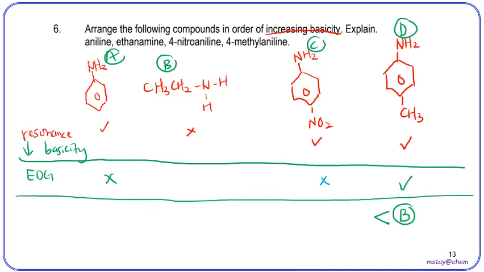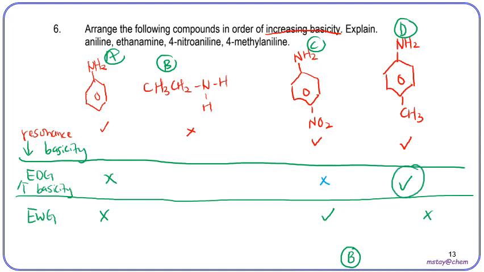Then the next one is EWG. A does not have EWG, C has EWG, and D has no EWG. So from here, we roughly already have the idea. Just now we said B is the most basic. EDG will increase basicity. So among these three, definitely D has the EDG, so it is the most basic among these three. So we will put D over here. Then we know that EWG decreases the basicity, so C with the EWG will be the least basic, followed by A.